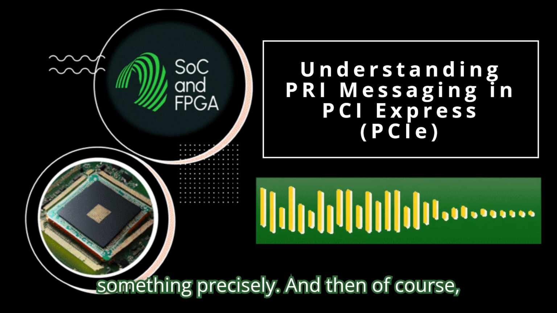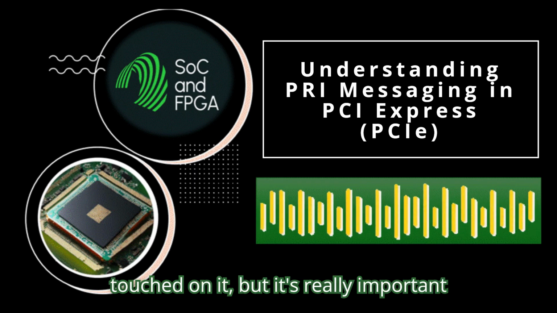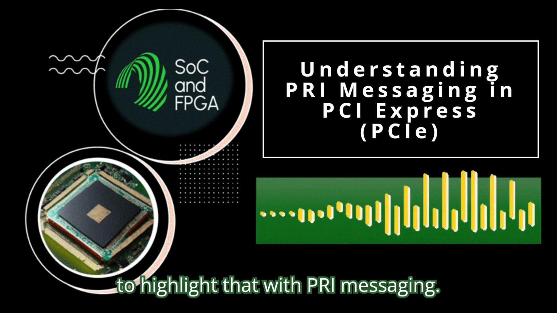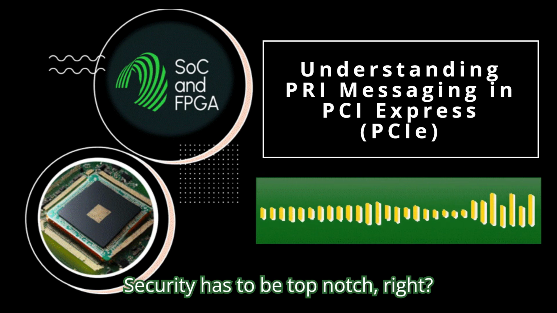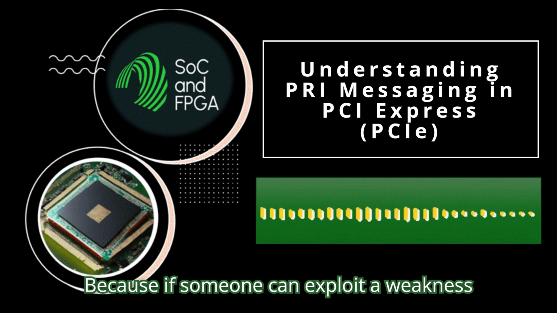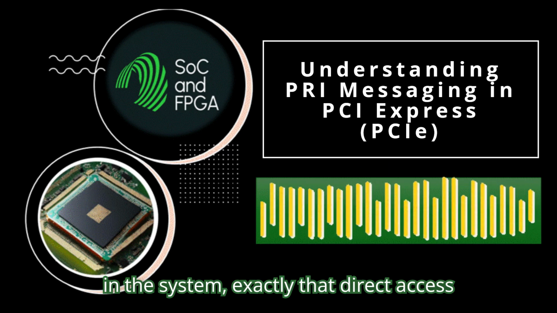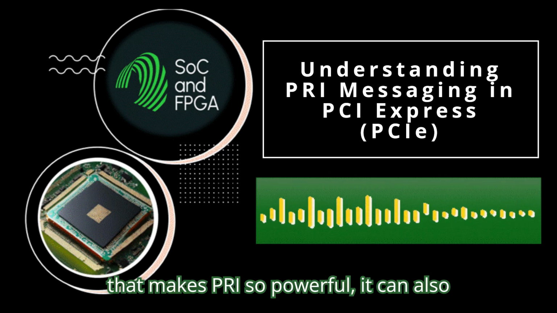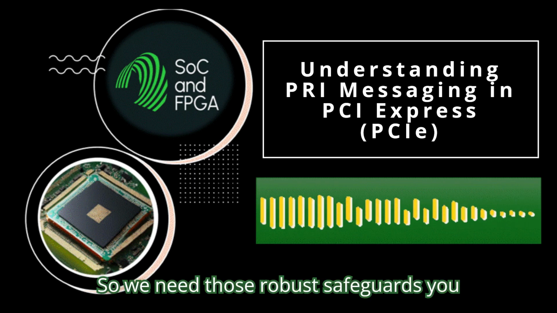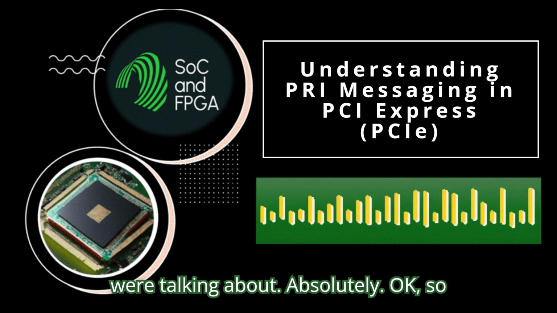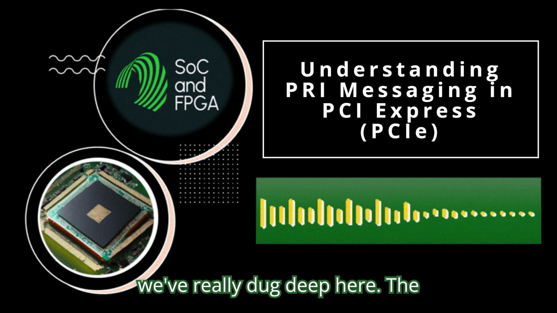Precisely. And then, of course, there's the security aspect. We've touched on it, but it's really important to highlight that with PRI messaging, security has to be top-notch. Right, because if someone can exploit a weakness in the system. Exactly. That direct access that makes PRI so powerful, it can also be a risk if it's not properly secured. So we need those robust safeguards you were talking about. Absolutely.